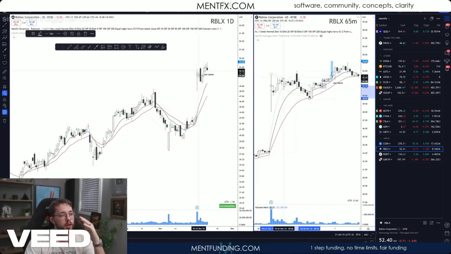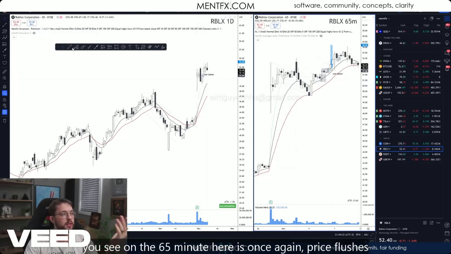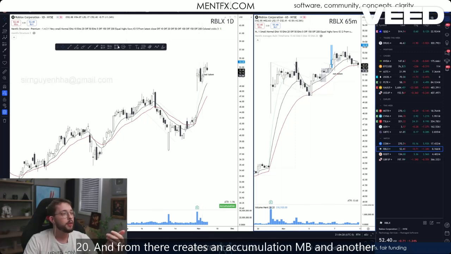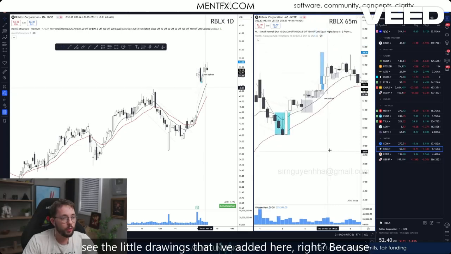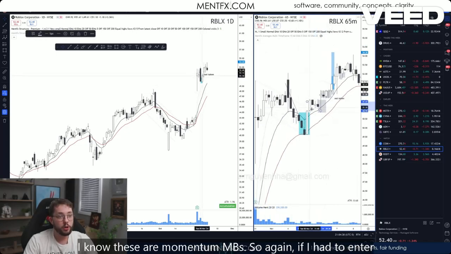I'm a little bit out of breath, but as that momentum MB began to get created on that daily, what you see on the 65-minute here is, once again, price flushes down below the 10 and just below the 20, so just to the 20. And from there creates an accumulation MB and another accumulation MB. And again, as we're here, you can already see the little drawings that I've added here, right? Because I know these are momentum MBs.